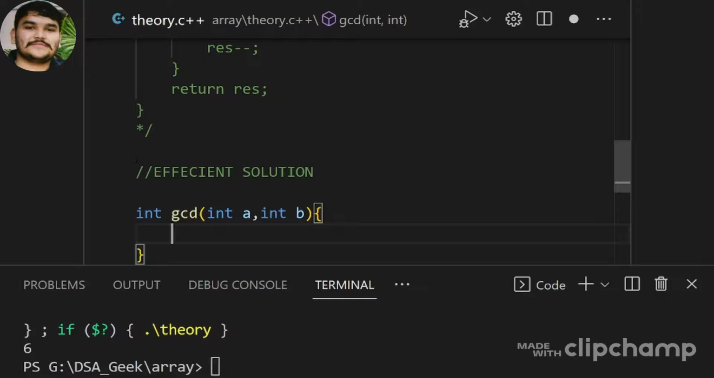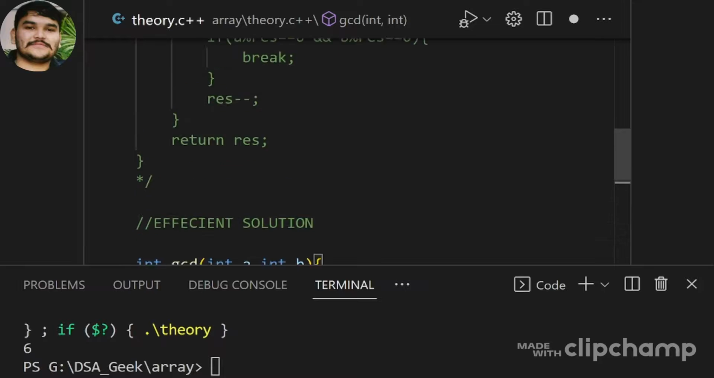So we don't need anything else, we just return A only. But when A and B are non-zero, and they are large or medium or any size, what we do is take the mod of the numbers, that is A mod B, and we call the GCD function again, a recursive function, a tail recursive function, and we take B as A and A mod B as B. So why do we do that?